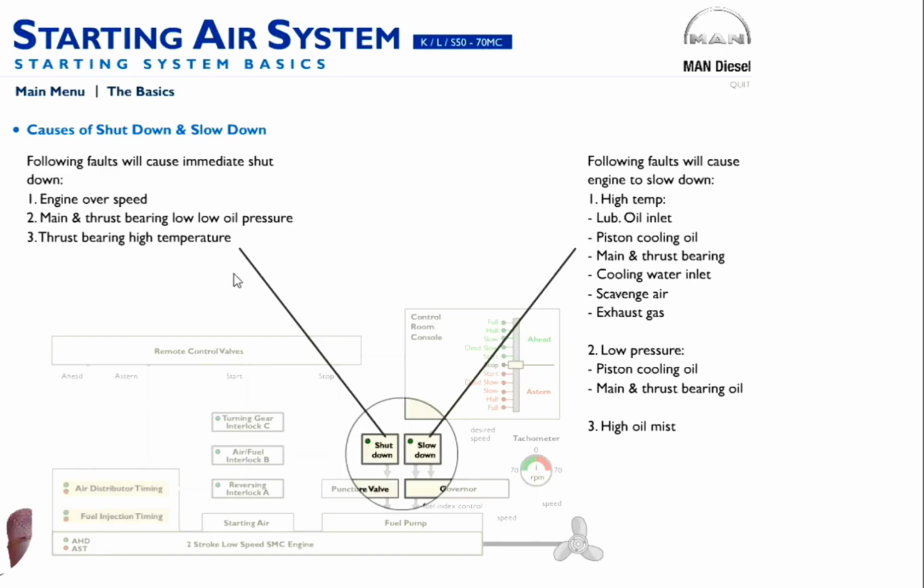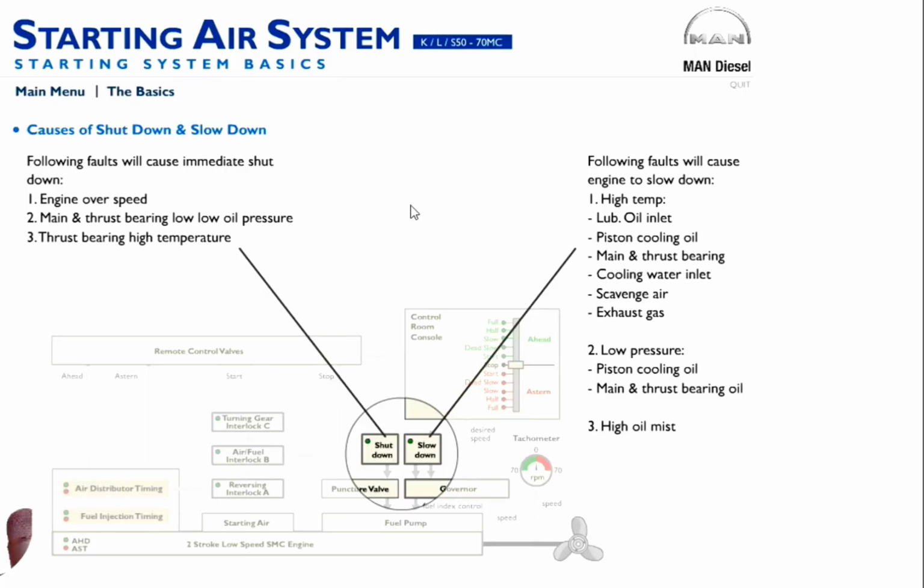And for slowdown, here we have high temperature of boil oil inlet, piston cooling oil, main and thrust bearing, cooling water inlet, scavenging air, exhaust gas, high oil mist, piston cooling oil, main thrust bearing oil. Maybe your system has something different, some less or more, but these are the main causes.